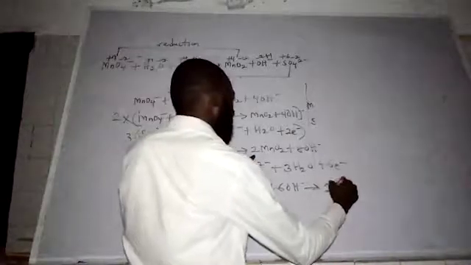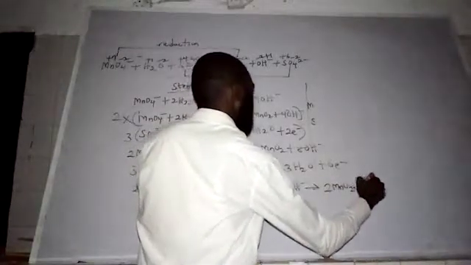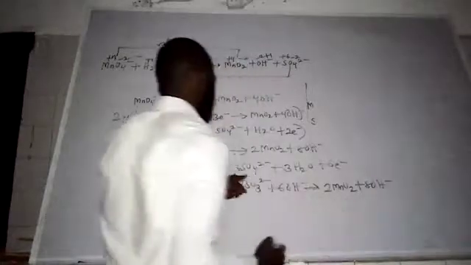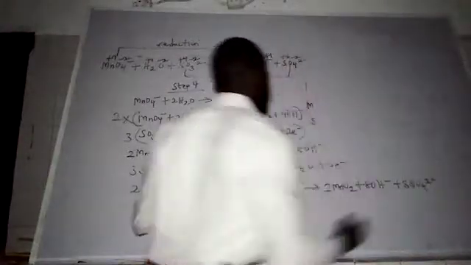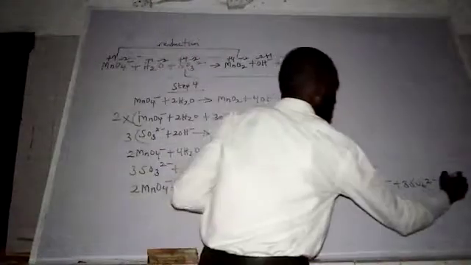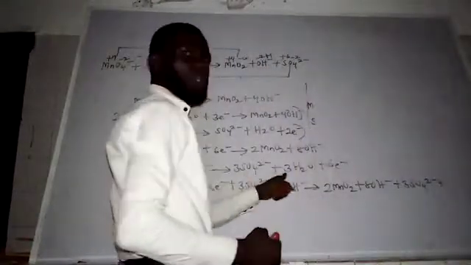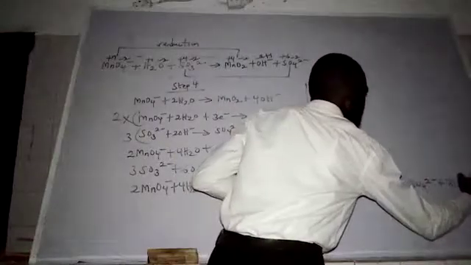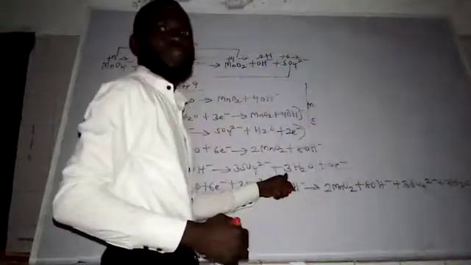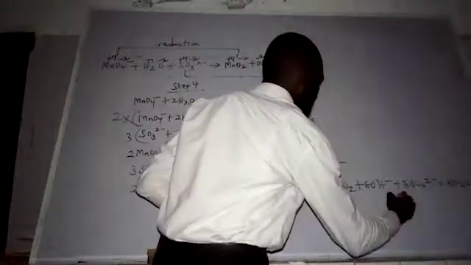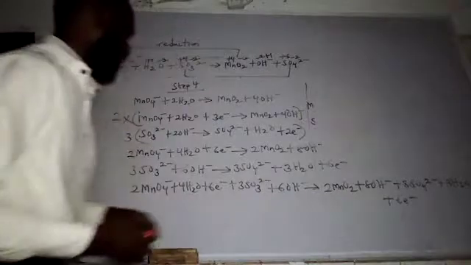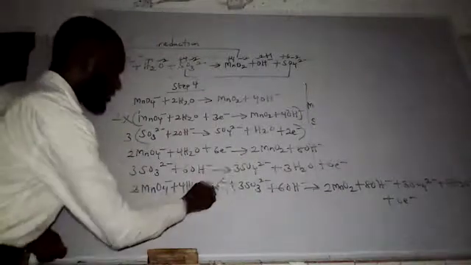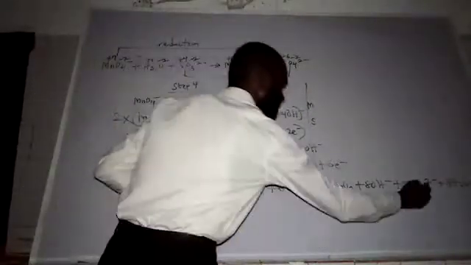So the next thing is to go for what I have on the right hand side. I have 2MnO2 + 8OH⁻ + 3SO4²⁻ + 3H2O, what else do I have? Then plus finally 6e⁻. So 6e⁻, that's the electrons, can easily cancel out.